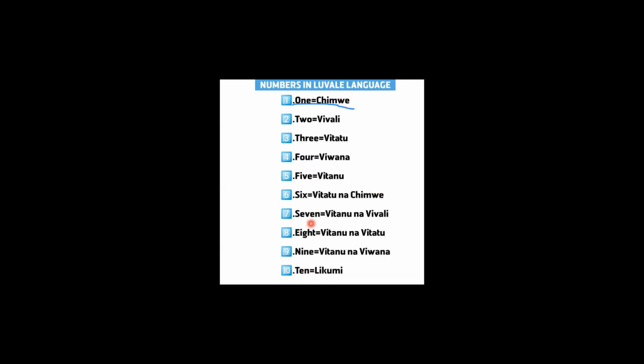Then we come to 7. 7 is vitanu na vivali. It's like we're adding 5 plus 2 to make 7. 8 is vitanu na vitatu. What do we have? 5 plus 3, we make 8. 9 is vitanu na viwana, which is 5 plus 4, we make 9. 10 is likumi.